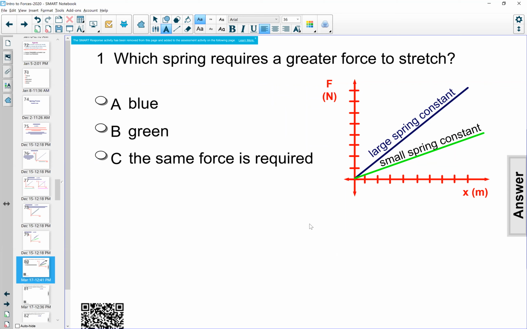All right. Took a while for my computer to catch up, but now I'm seeing a bunch of A's coming through all at once. So good. The A, blue, has a steeper slope, so therefore it would require a greater amount of force to stretch it.